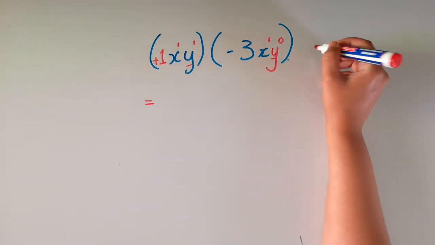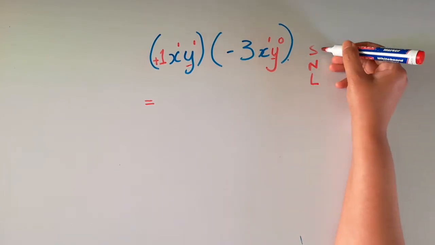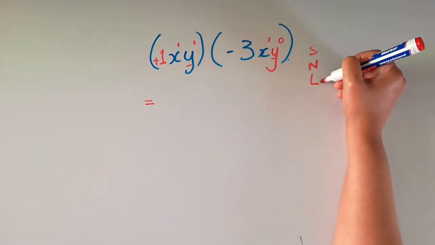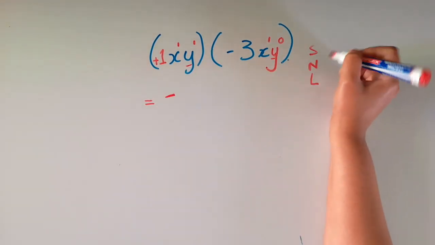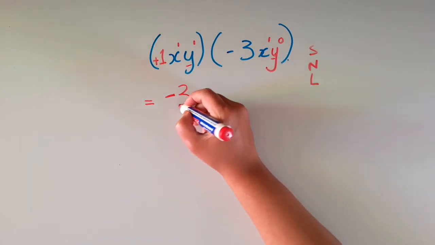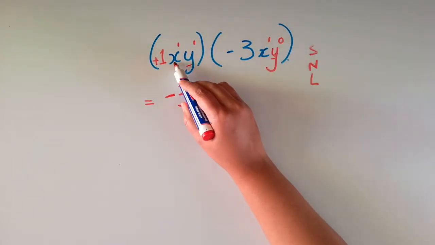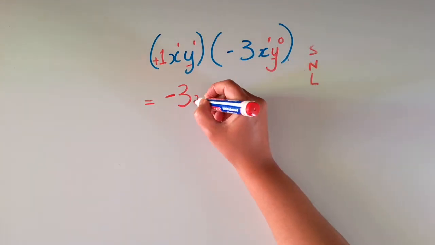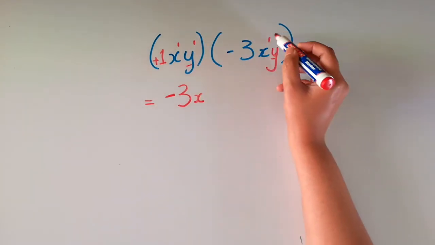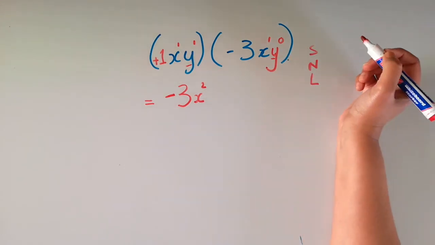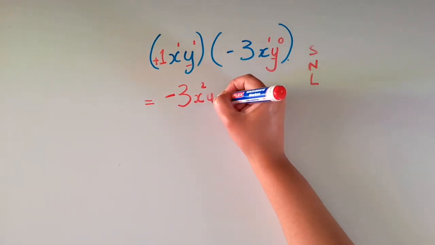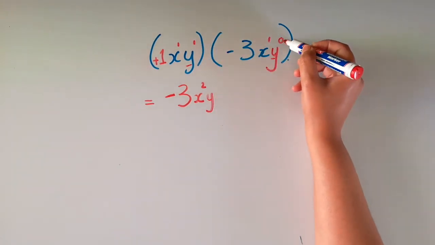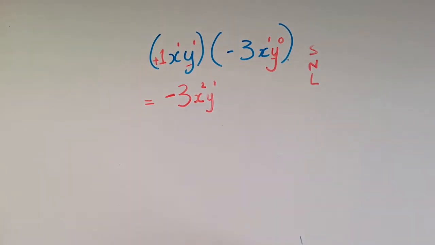And lastly, we use SNL: sign, number, letter. Plus times minus gives minus. Number: 1 times 3 is 3. And letter: x to the power 1 times x to the power 1 will give me x to the power 1 plus 1, which is 2, and y to the power 1 times y to the power 0 will give me y to the power 1 plus 0, which is 1. That's all there is to it.